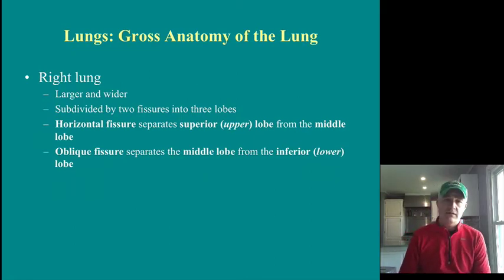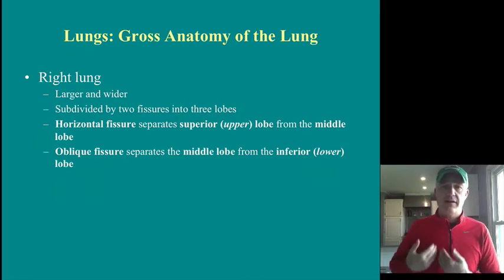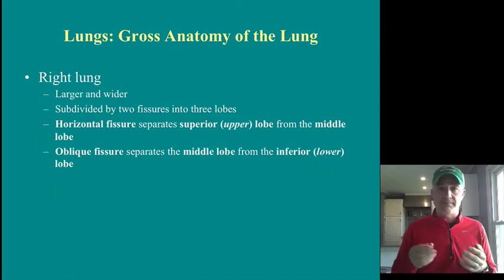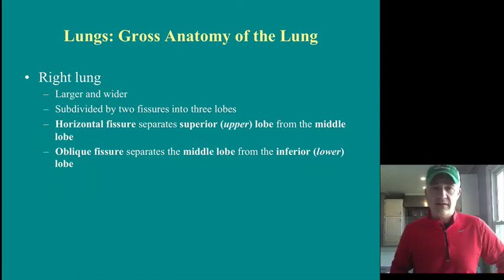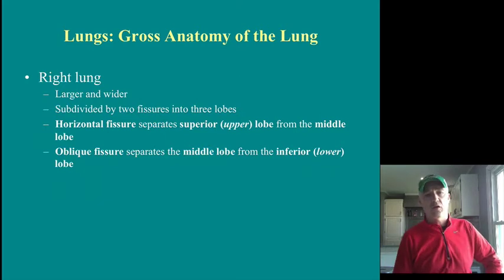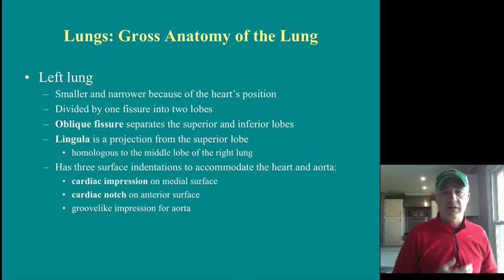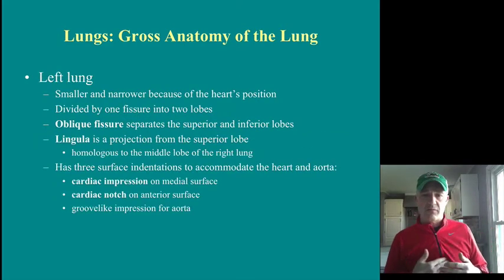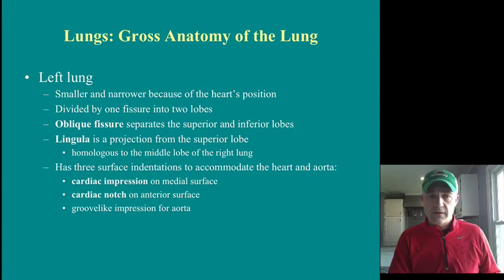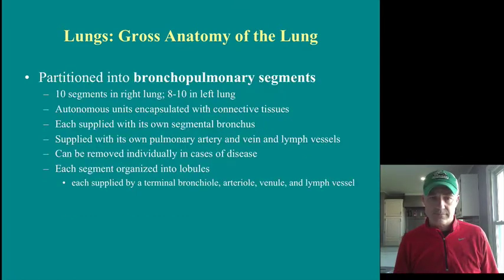Again, the right lung is larger, wider, with a more vertical primary bronchus. We have two fissures in this one that separate an upper, middle, and inferior lobe. On the left lung, because there's a heart there, we have that cardiac impression or notch on the surface on this side. There is just an upper lobe and a lower lobe separating this one into two parts.